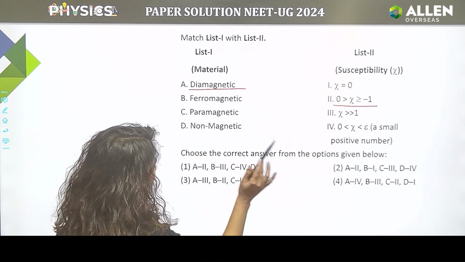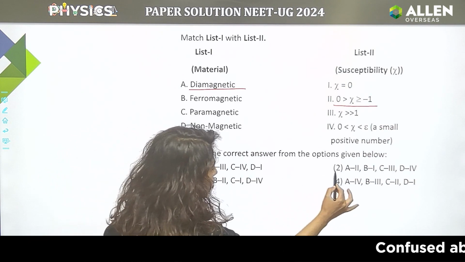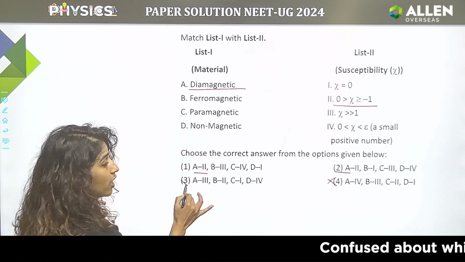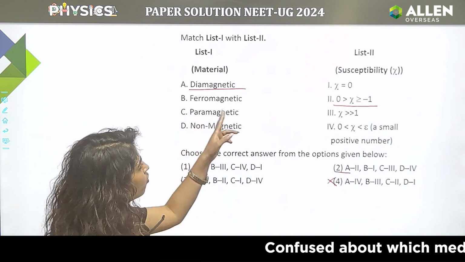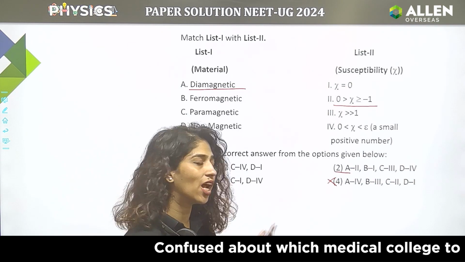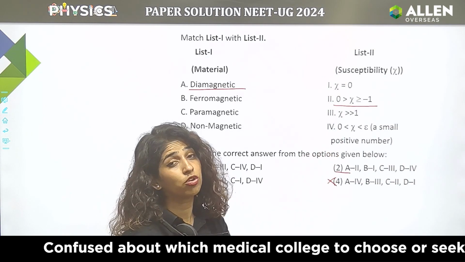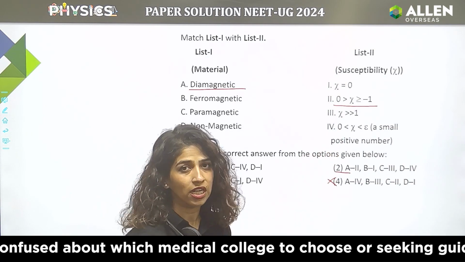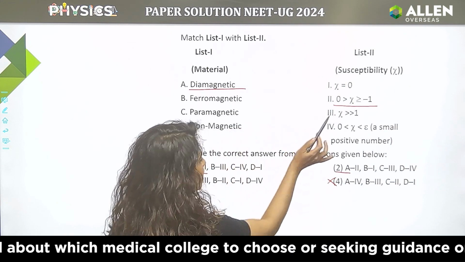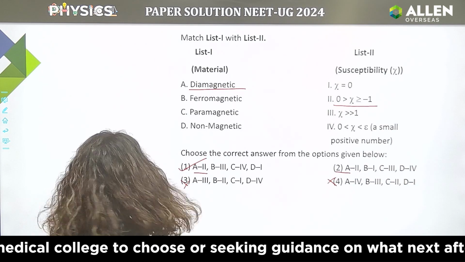That means 1 from list A corresponds to 2. So 1, 2, 1, 2. That means I'm cancelling out this, I'm cancelling out this. Now, next, ferromagnetic material, we know they strongly attract. Since they strongly attract, susceptibility would be positive and it's going to be very large because it strongly attracts. So we know B is 3. So this option is my correct option.